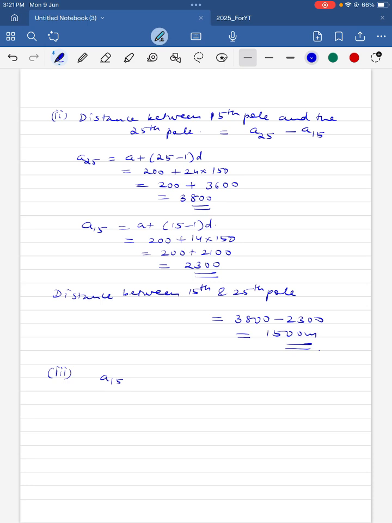Okay, so let's find the value of A15 from the top, which will be equal to A plus 15 minus 1 into D. In this case, the value of A now becomes 300 because it's starting from the top. And then the distance between each pole still remains as 150 meters. So this is equal to 300 plus 14 times 150, which is equal to 2100. And 300 plus 2100 gives me 2400 meters. So we know that the distance of the 15th pole from the top will be 2400 meters.